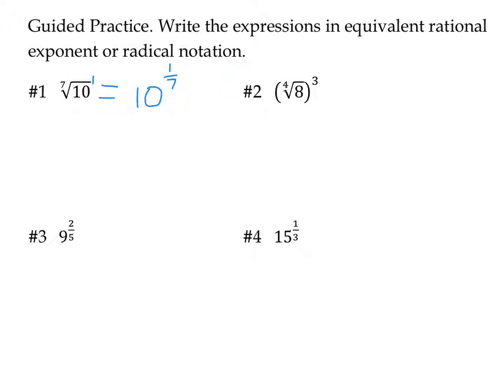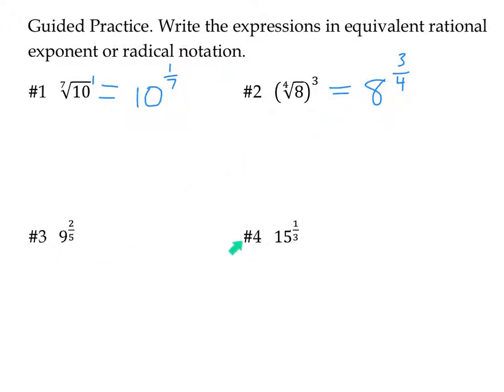In example number 2, we have 8, and our rational exponent is going to have a 4 as the denominator. Whatever our root is, that's the denominator of our rational exponent, and the numerator is going to be whatever that power is, so in this case a 3. So these are equivalent expressions to each other. The fourth root of 8 raised to the third power is the same as saying 8 to the 3/4 power.